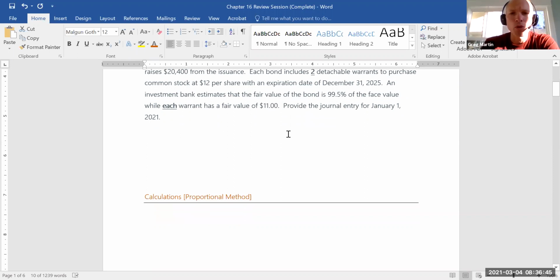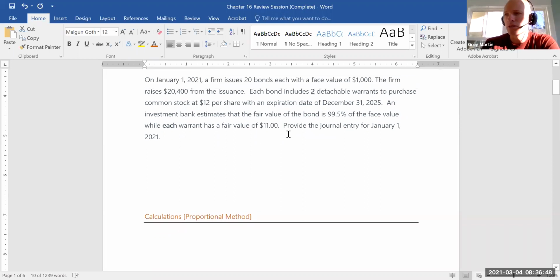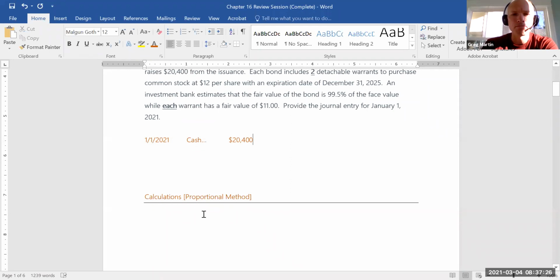All right. So, with the proportional method, there are two steps. The first step is to figure out what the fair value of each item is. And then the second step is to proportionally allocate the issue amount. We know that ultimately we're allocating 20,400. The company raised capital, and so we're trying to figure out how to allocate that. We do know that ultimately the company is receiving $20,400 cash, and we're just trying to figure out how we should allocate that.